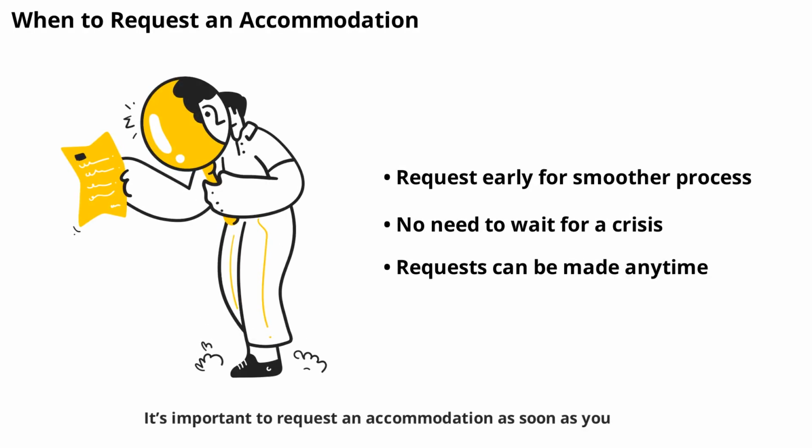It's important to request an accommodation as soon as you realize you need one to access a state service or program. Early requests help ensure that the state office has enough time to review and implement the necessary changes. However, you can make a request at any point if a barrier arises. There's no need to wait for a crisis. Being proactive can make the process smoother for everyone involved.